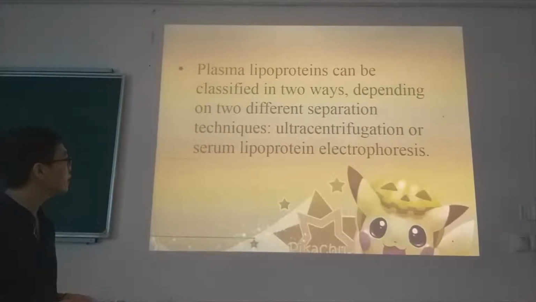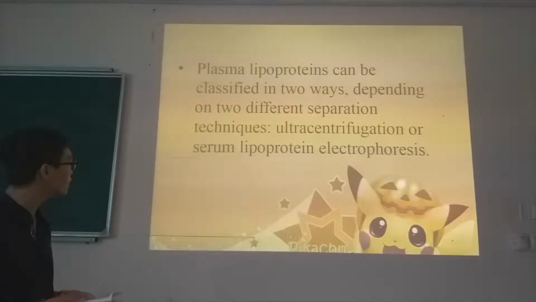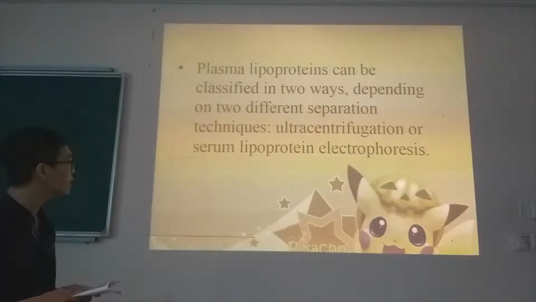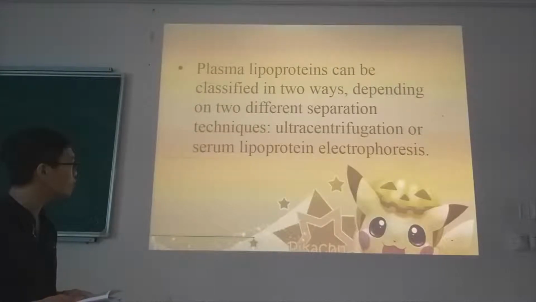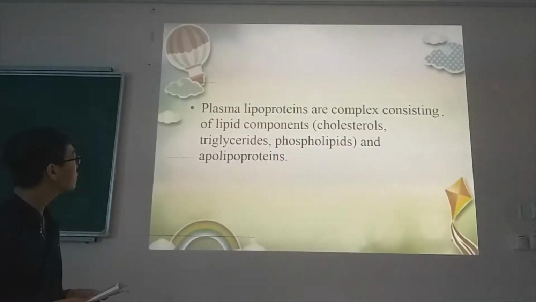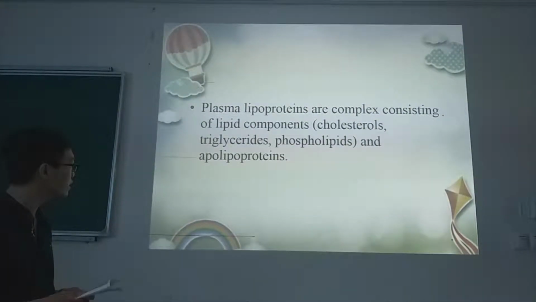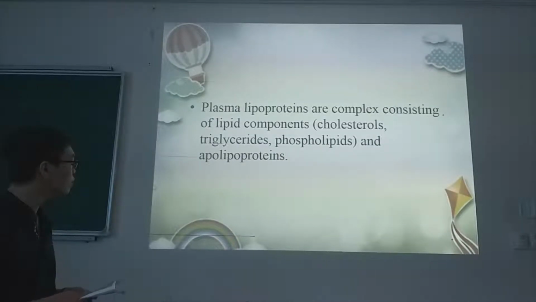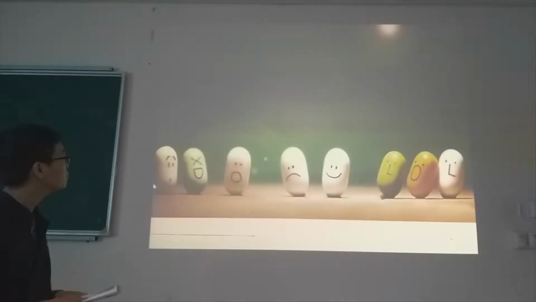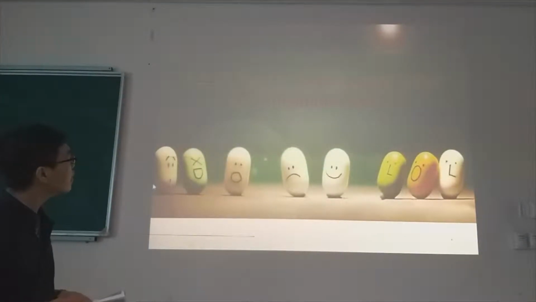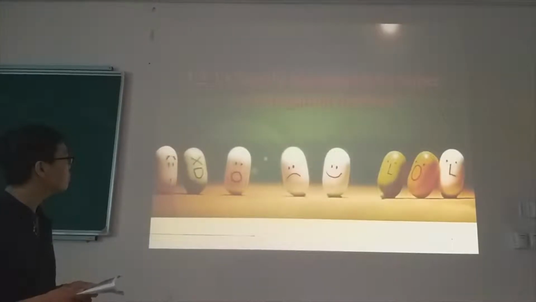Plasma lipoproteins can be classified in two ways, depending on two different separation techniques: ultracentrifugation or serum lipoprotein electrophoresis. Plasma lipoproteins are complexes consisting of the lipid components cholesterol, triglycerides, phospholipids, and apolipoproteins. Okay, classify lipoprotein by ultracentrifugation methods.